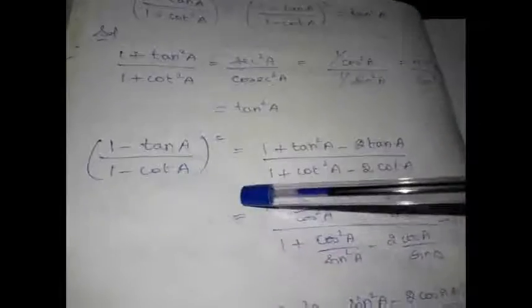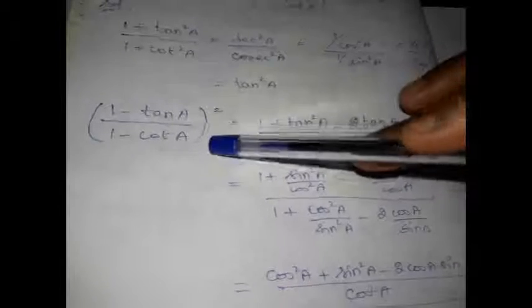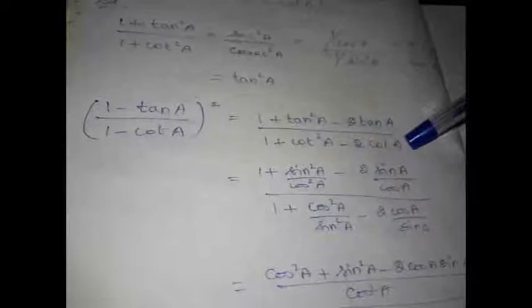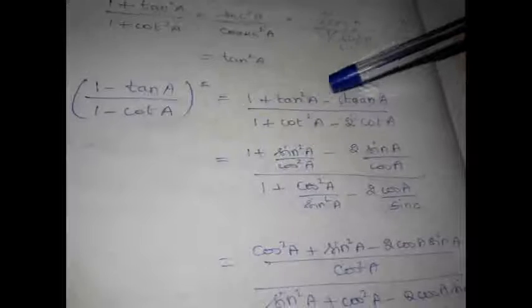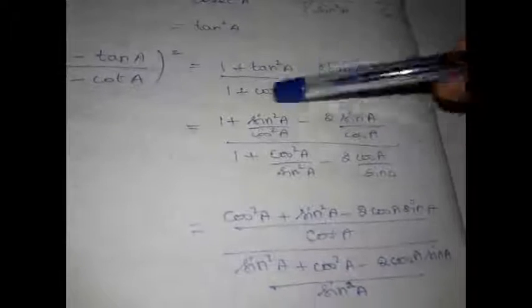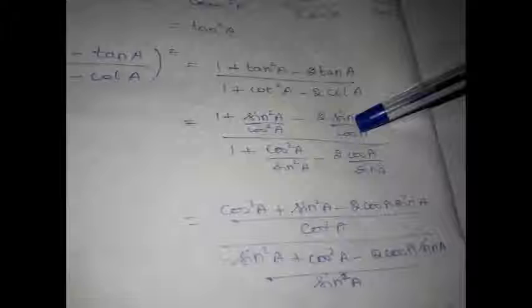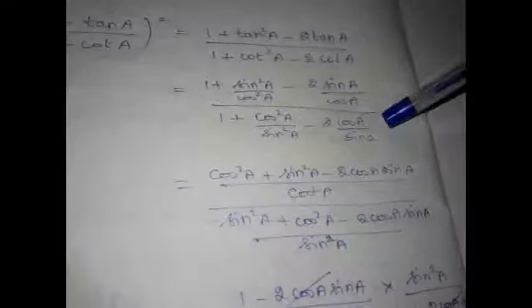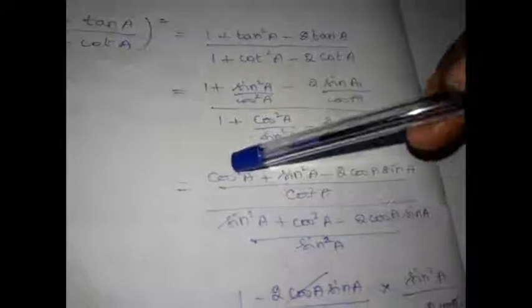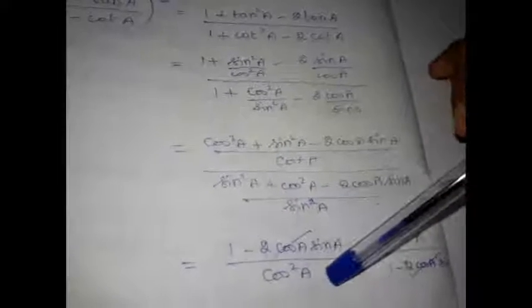Similarly, if you take this, first expand the numerator using the a minus b the whole square identity. Similarly for the denominator, the a minus b the whole square identity. Then I have resolved tan in terms of sin and cos, and cot in terms of cos and sin, right? Then take LCM in the numerator: cos squared a plus sin squared a minus 2 sin a cos a, because the denominator is a single cos a, so cos squared a. The same way I have taken LCM for the denominator, which is sin squared a. Then we know cos square a plus sin square a is 1. So 1 minus 2 cos a sin a divided by cos square a.